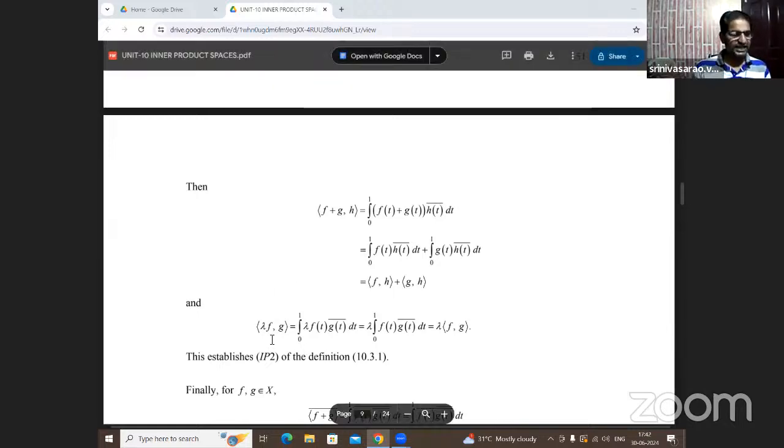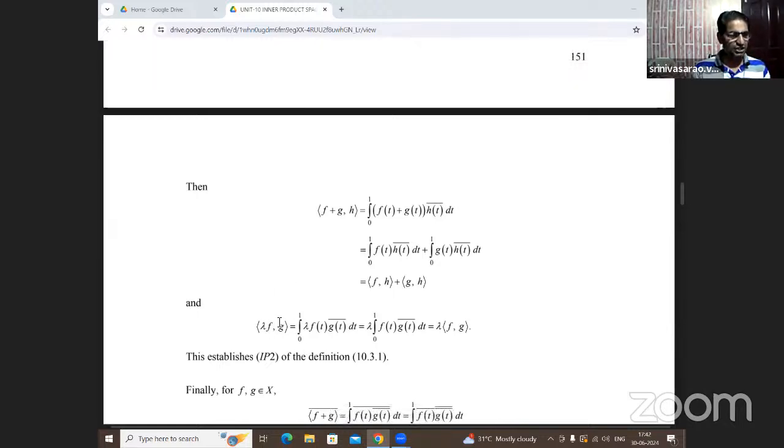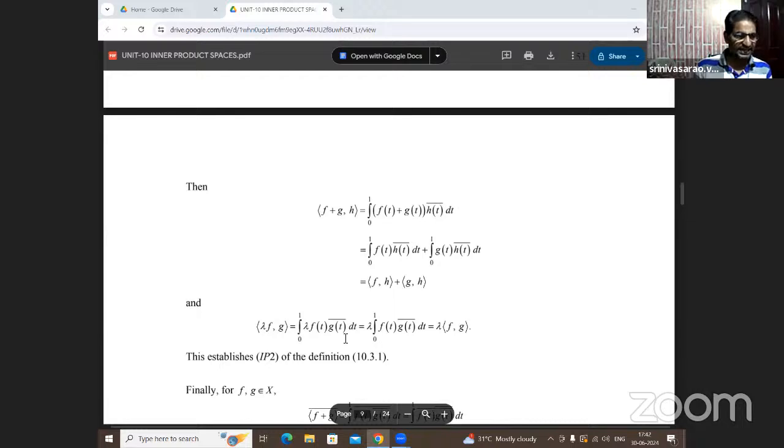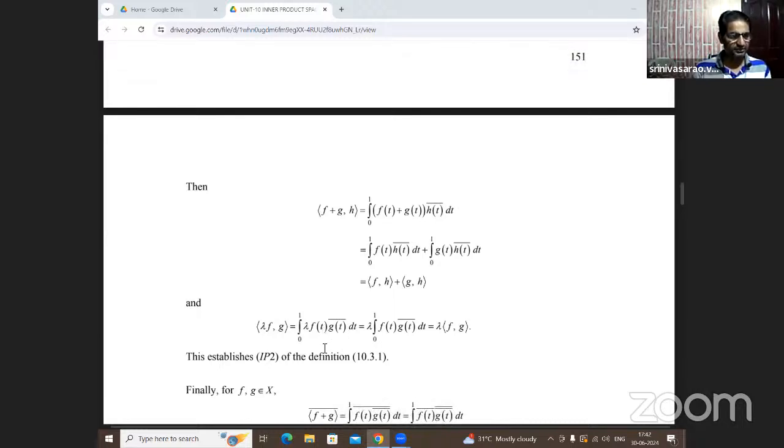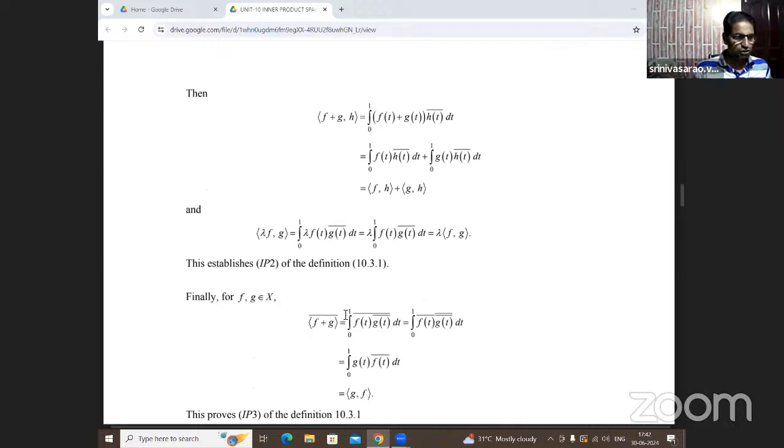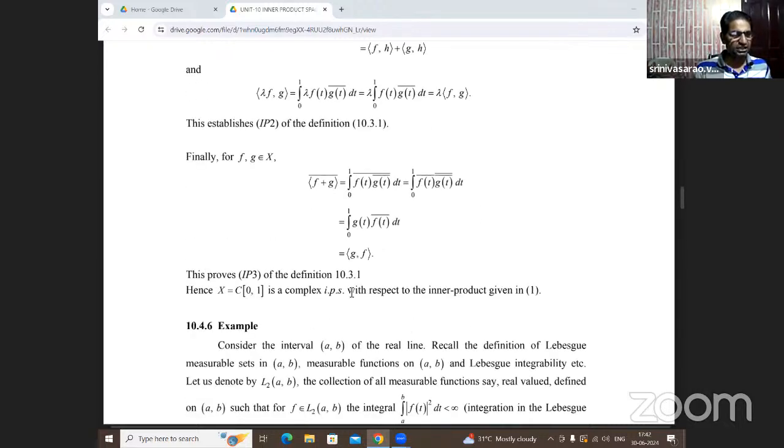Now scalar multiplication: lambda times the inner product of f and g, which is lambda times the integral from 0 to 1 of f of t and the conjugate of g of t. Because these are complex valued functions, for the second function we take the conjugate. So this is the definition of the inner product of f and g. The third condition, conjugate symmetry, is also to be verified.